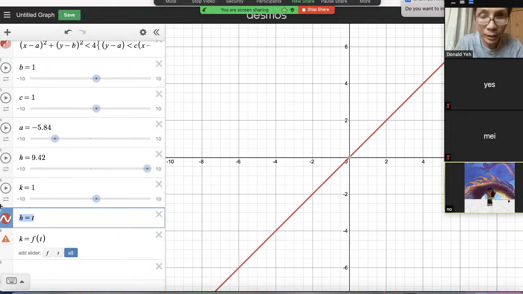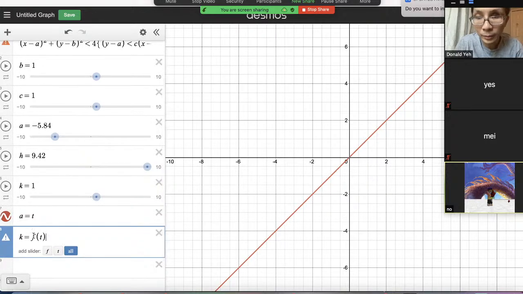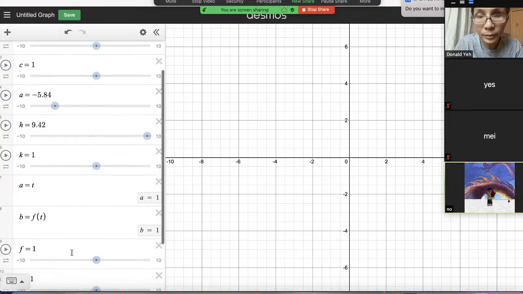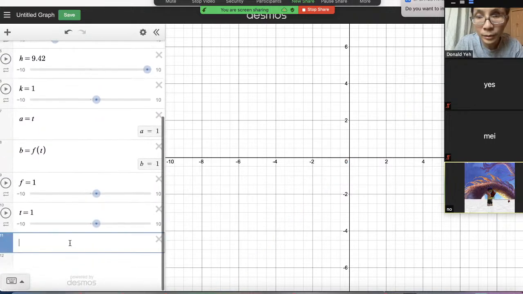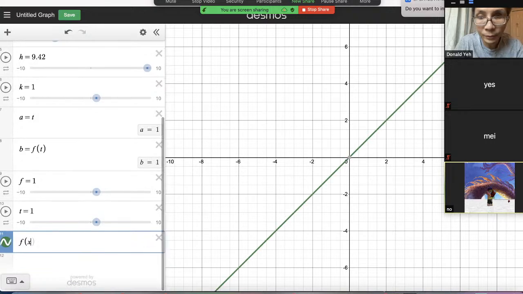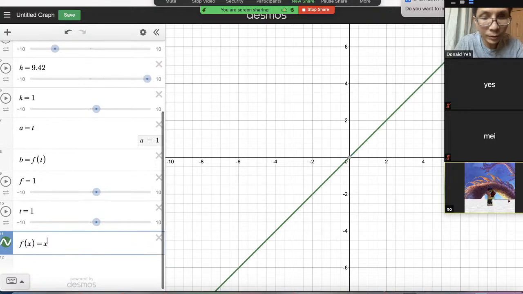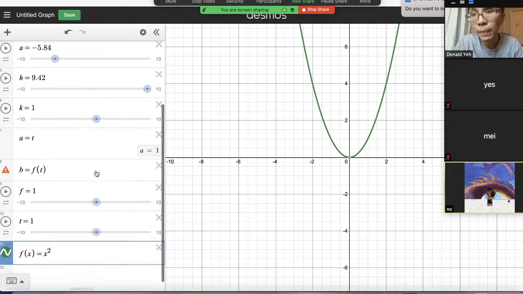Okay, so let's try A equal to T, and B is equal to F of T. Nope, it doesn't work. Why is that? Add a slider, maybe? Oh, see, I know why. Let's try to set B as something else already. It can be B like that.